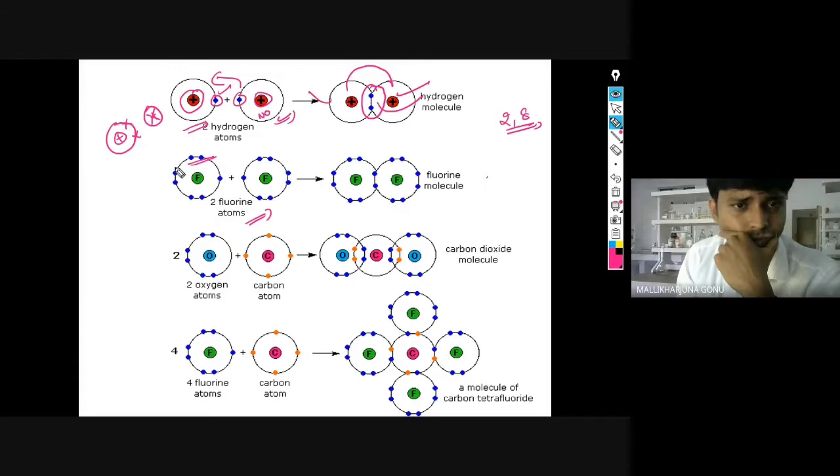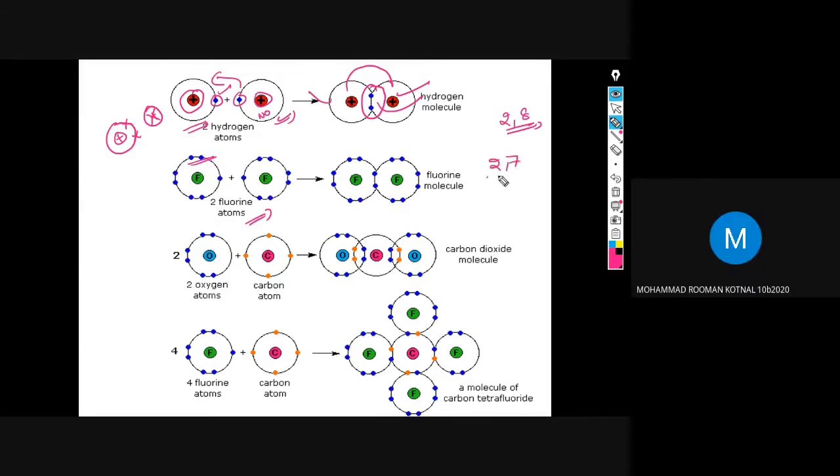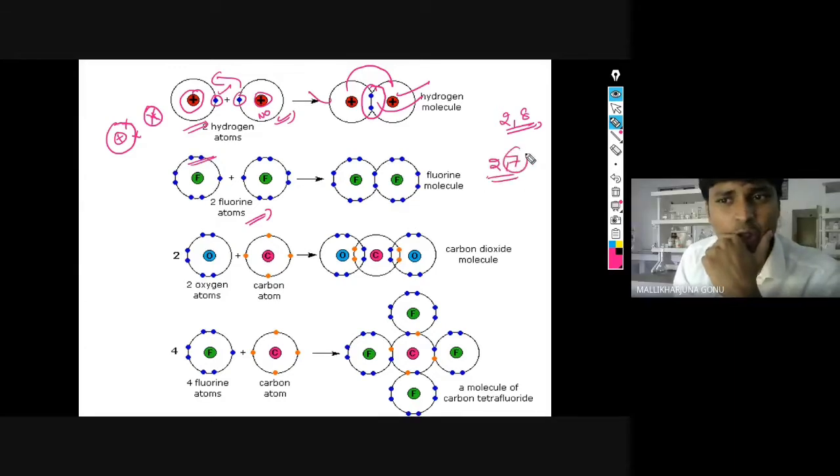2, 7. Okay. So those 7 electrons only you have to write while you write the electronic structure. This you should not write. So how do you write it now? 2, 4, 6, 7 electrons.